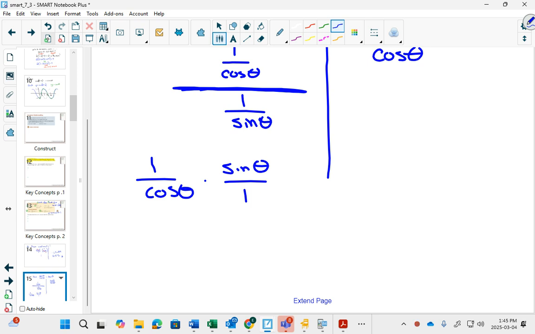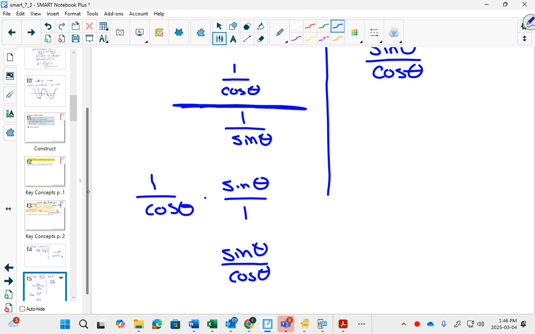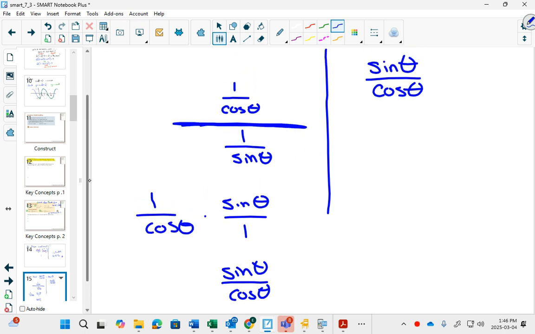They're not exactly the same, so the best I can do is multiply the tops. 1 times sine theta is sine theta. 1 times cos theta is cos theta. And so now I've got a single fraction on the left-hand side, and it is exactly the same as the right-hand side. As soon as they're exactly the same, your left side is equal to your right side.